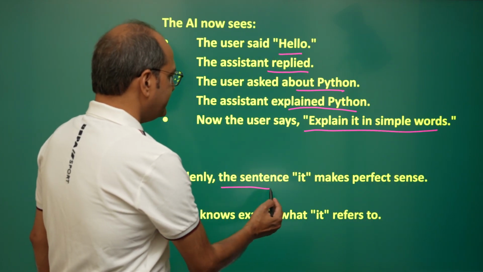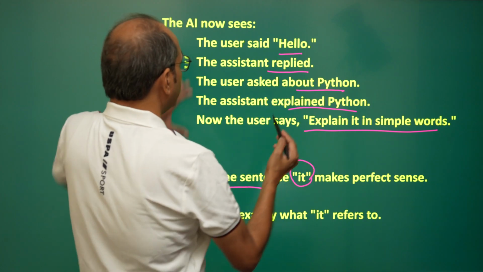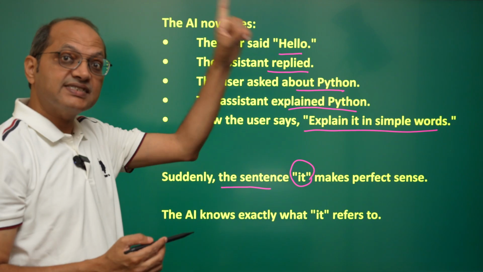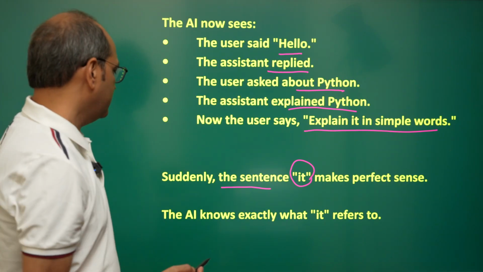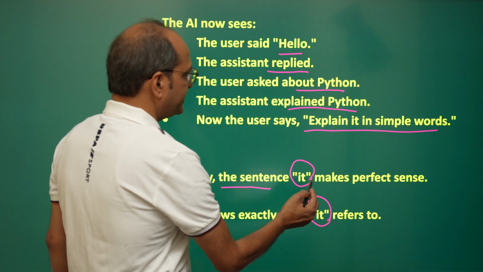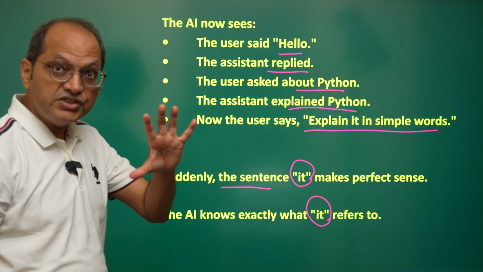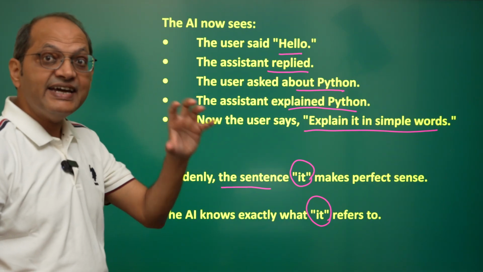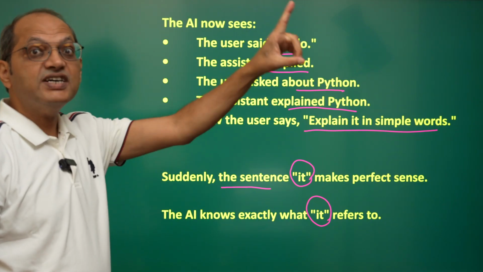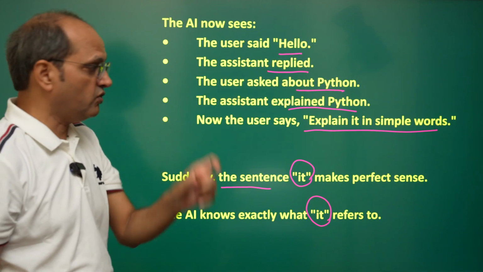Suddenly the sentence makes perfect sense, because now the entire context has been sent to the AI model. The AI exactly knows what "it" refers to. That means it refers to Python, because we have sent the entire message list to the AI model, not just one last question.